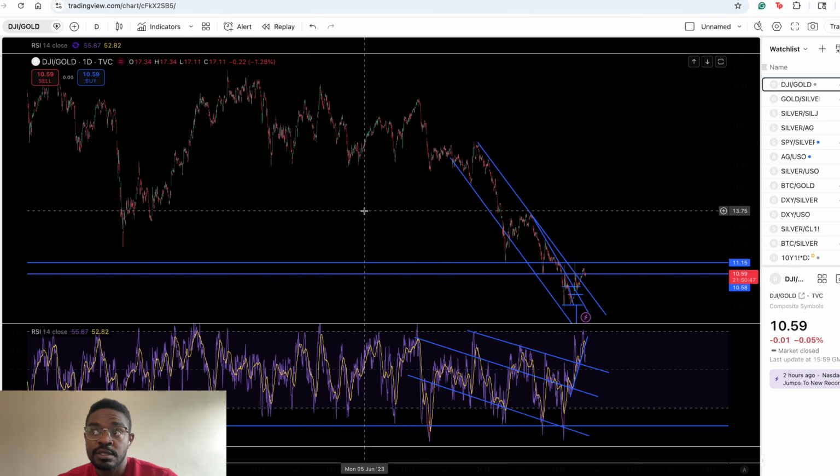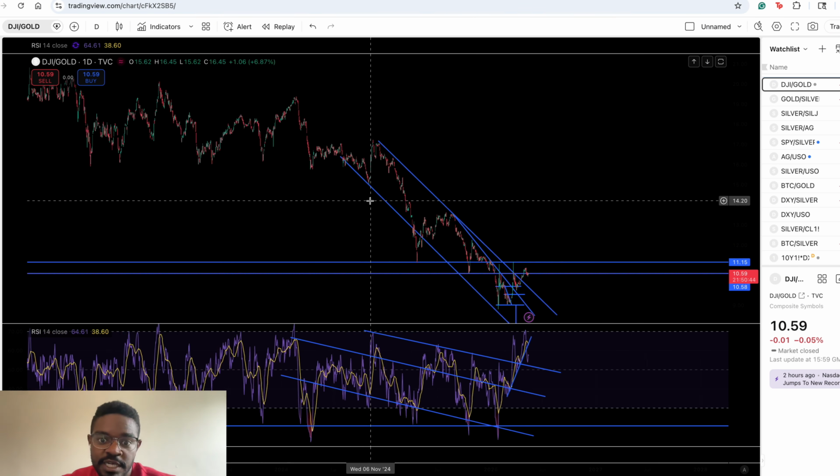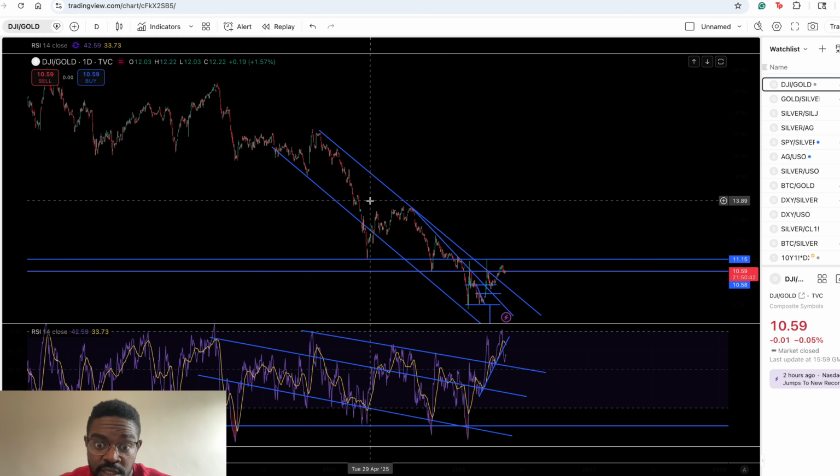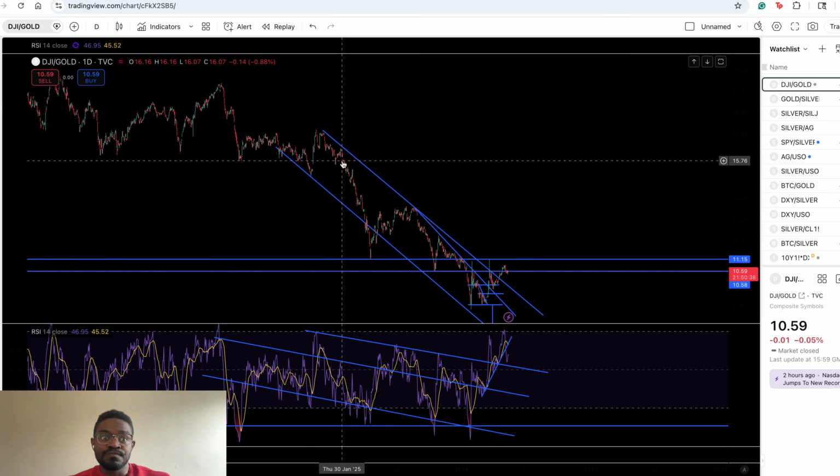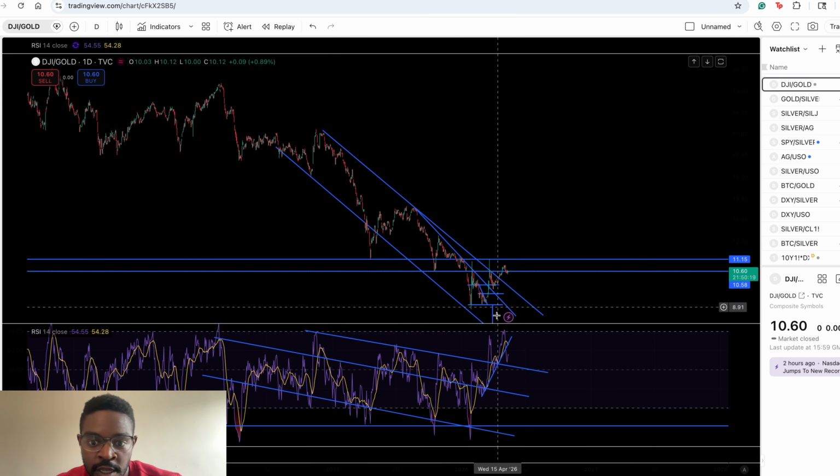So Dow Jones is the general stock indices, was in a downtrend and still is actually in a downtrend right now versus gold. So that means the Dow gold ratio is falling. That means Dow is underperforming gold. So if the ratio is falling, the numerator, which is the Dow Jones, is underperforming, and the denominator is outperforming. So keep that in mind, guys.